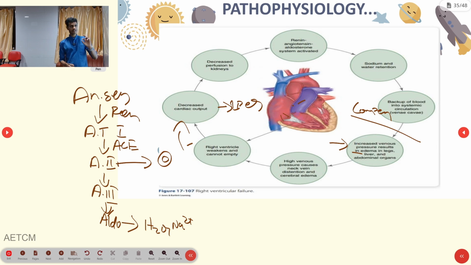So the two functions we told: first, it has to receive the blood, and then it has to pump it out. Okay, so first, because of the reduced cardiac output, some other compensatory mechanism happens, the renin-angiotensin. Second thing, because of the venous congestion, that is causing the edema and then jugular venous distension.